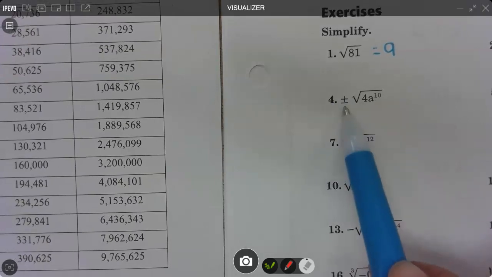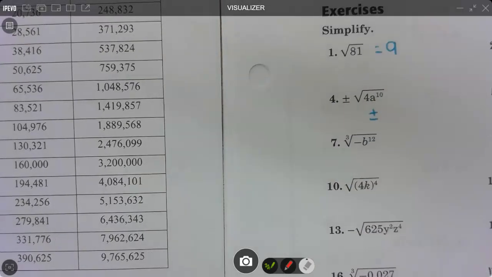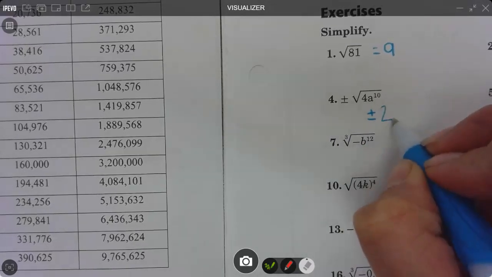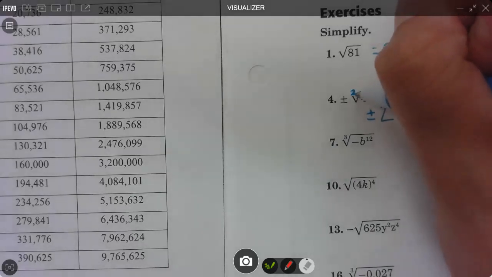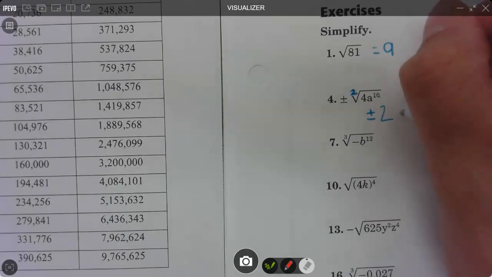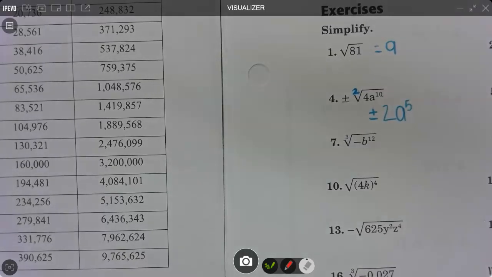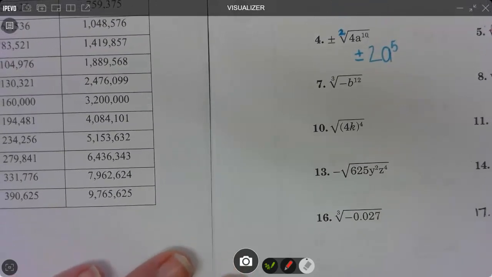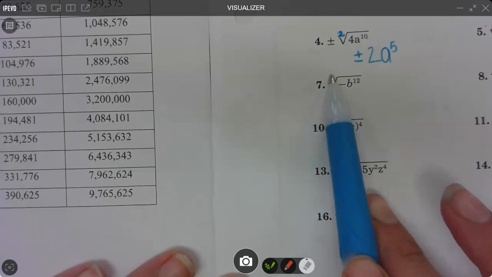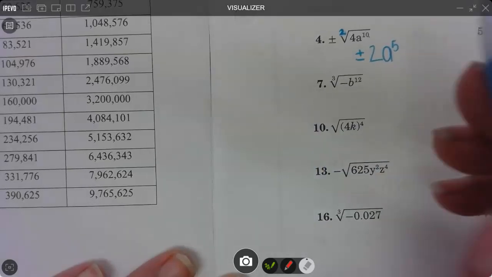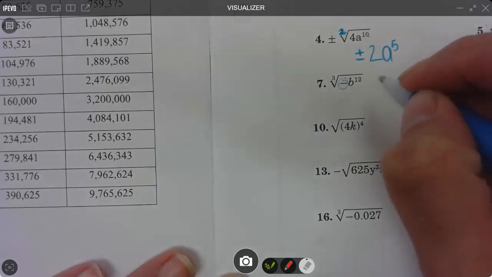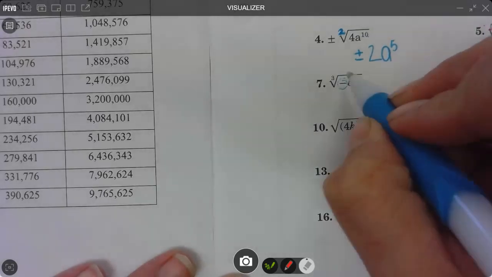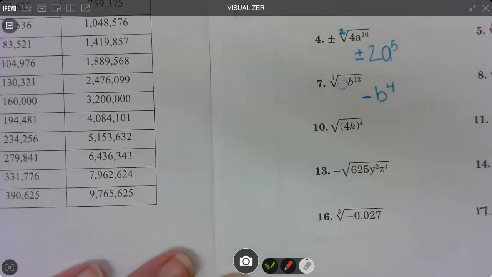If there is a plus or minus in front, the plus or minus remains in our answer. Square root of 4 is 2. A square root is like dividing by a 2. 10 divided by 2 gives 5. A cubic is like dividing by 3. A negative inside a cubic comes outside as a negative as well. 12 divided by 3 is 4.